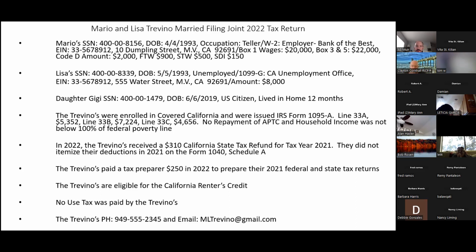Killian's VITA site gets, but if they paid a tax preparer, then what you're going to do is enter that into the software. We'll show you how to do that, and that will populate on the California itemized deductions.